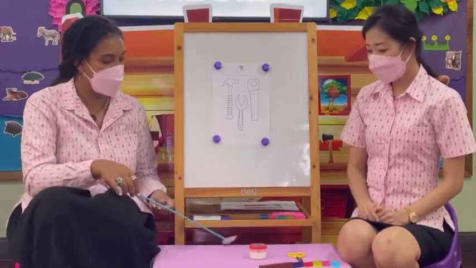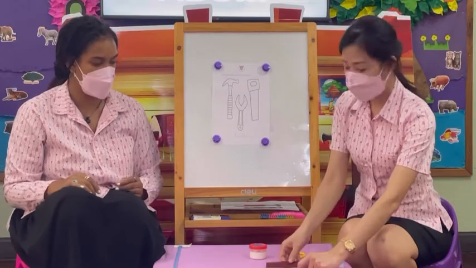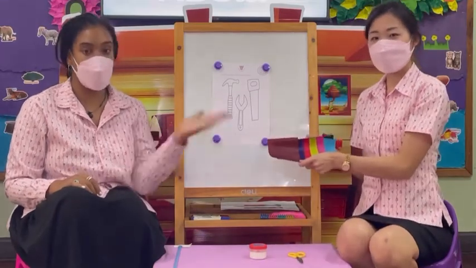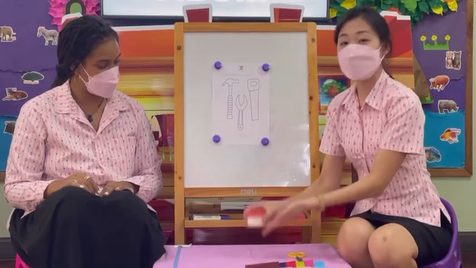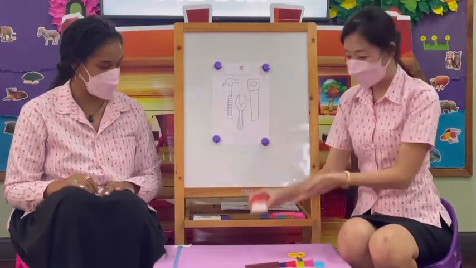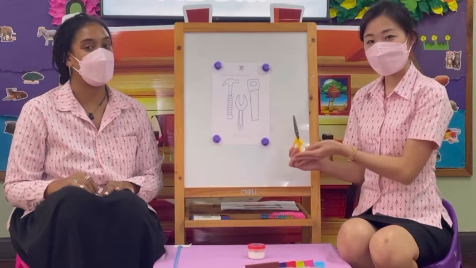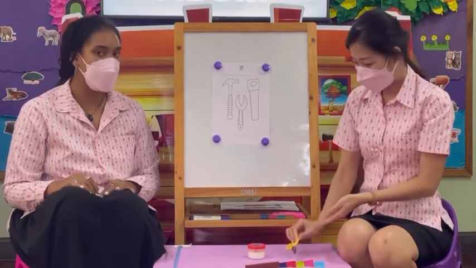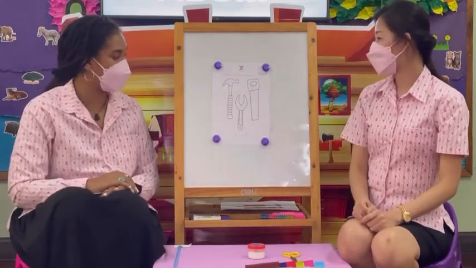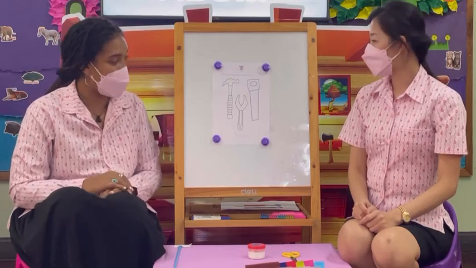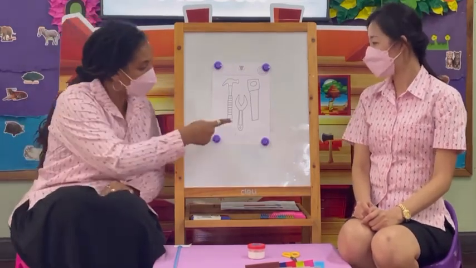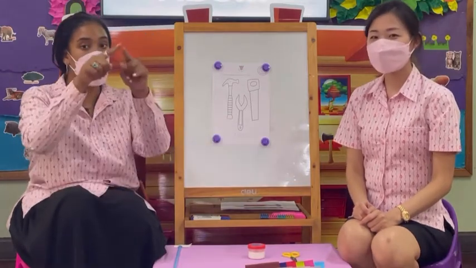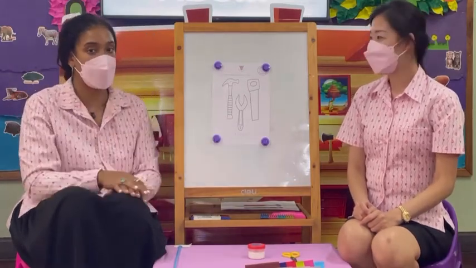Okay, so to do this, we're going to use colored paper, glue, scissors. Okay, so the first thing we need to do to complete our worksheet, we need to get our colored paper and we're going to use our scissors to cut them into small square shapes.